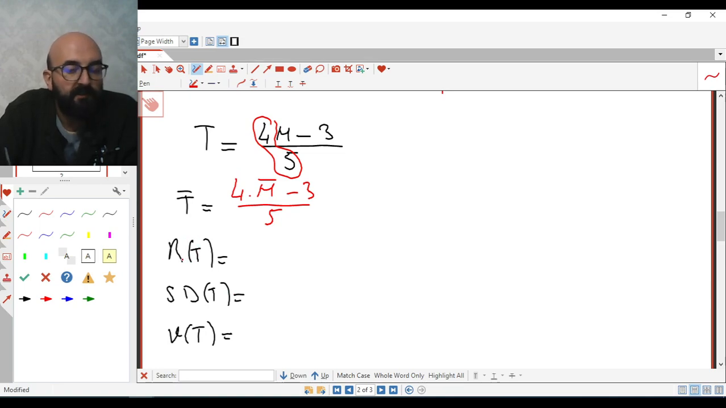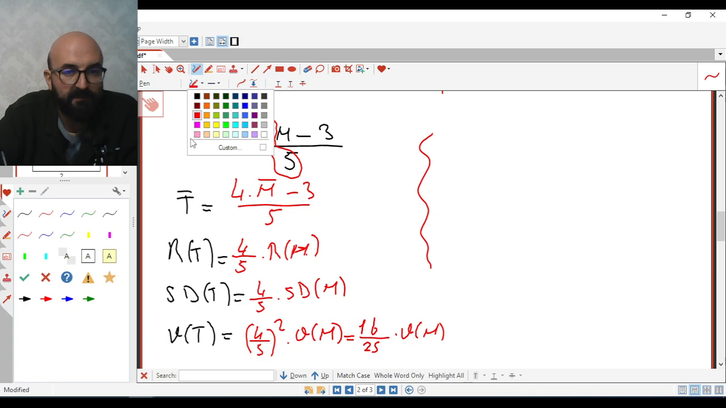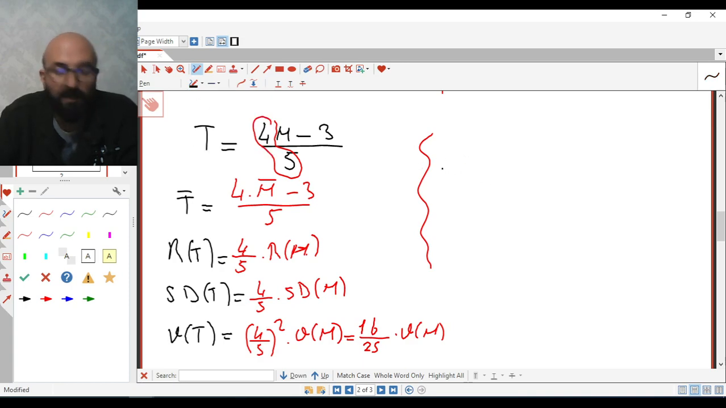So the range of T means 4 over 5 multiplied by the range of m, and the standard deviation of T is 4 over 5 multiplied by the standard deviation of m, and the variance of T is 4 over 5 squared multiplied by the variance of m, which is 16 over 25 multiplied by the variance of m. Okay, and one more example for the last.